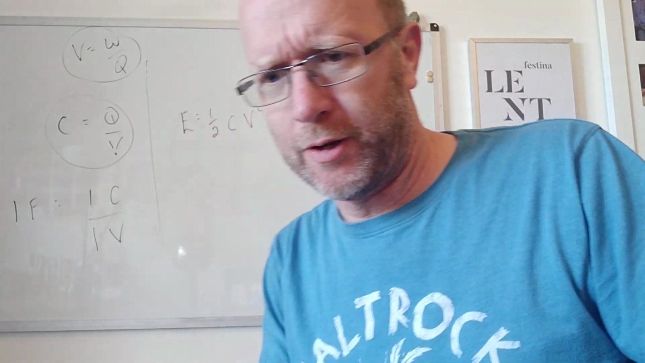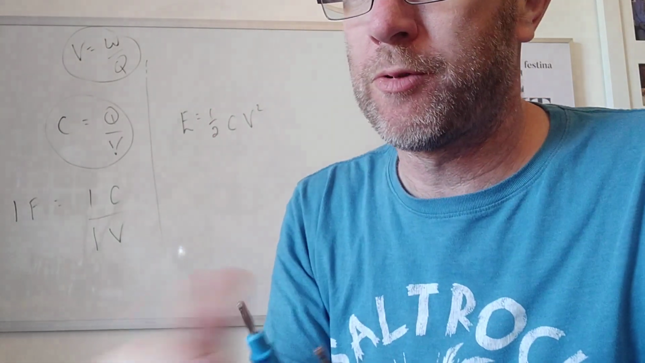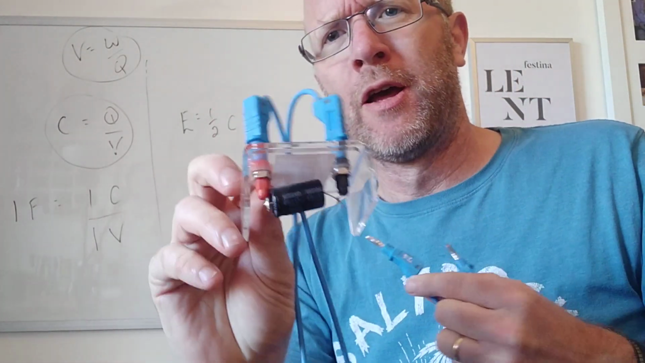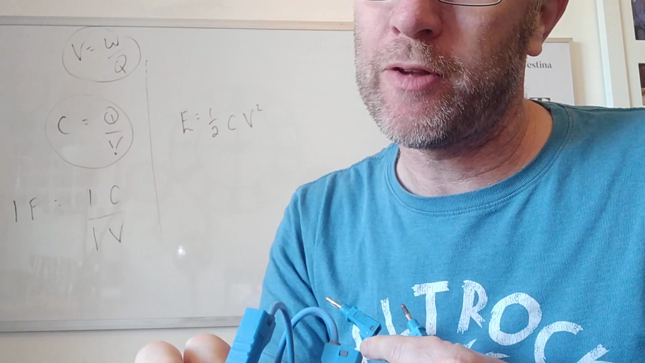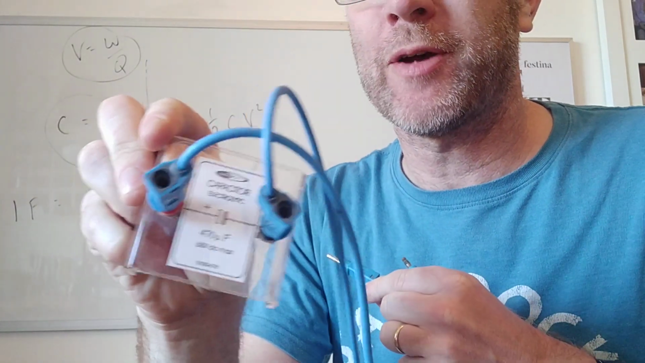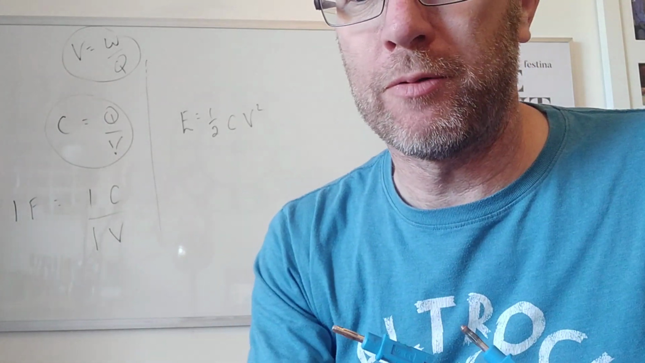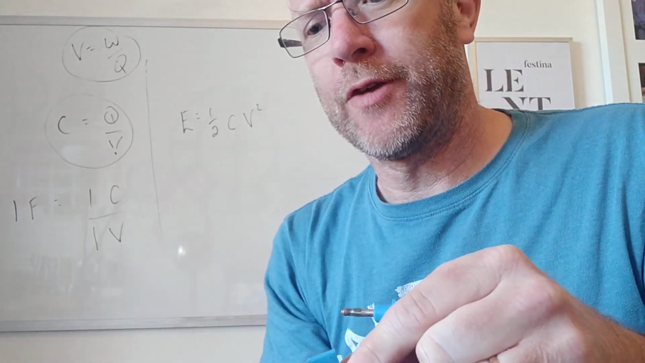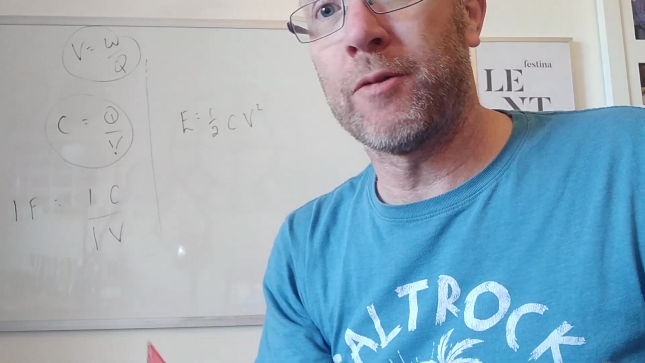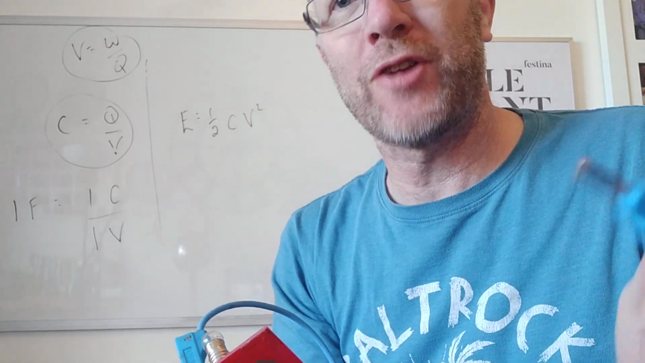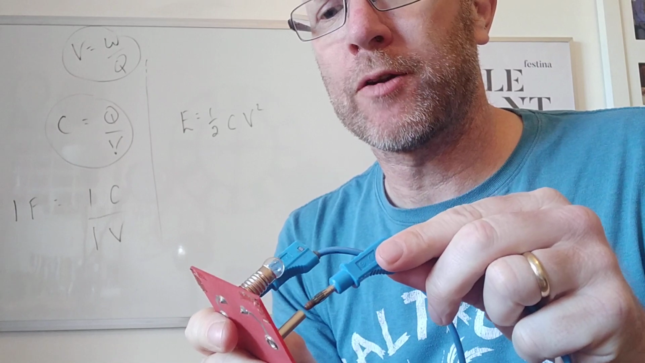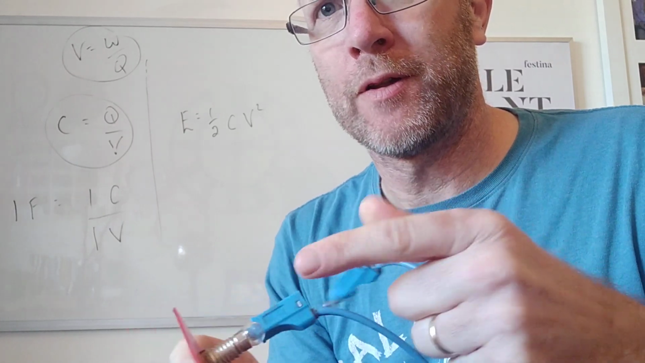I've done an example, but it wasn't much of a flash on the bulb. So I've prepared one earlier. This is a capacitor, a 470 microfarad capacitor, so half a millifarad. I've charged it with a power supply, and it's been sitting there. The charge stays in the capacitor, and we connect up like this, and there you go. That was a good flash.